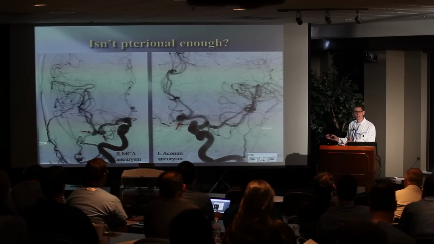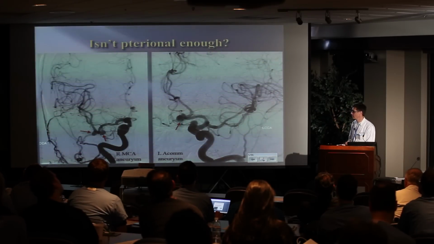So you basically know how to do it. The question becomes, who gets what, who needs what. And I think at least 5 to 10 years ago, there was a real push that all ACOM aneurysms needed an orbitozygomatic. I just don't personally think that's true.